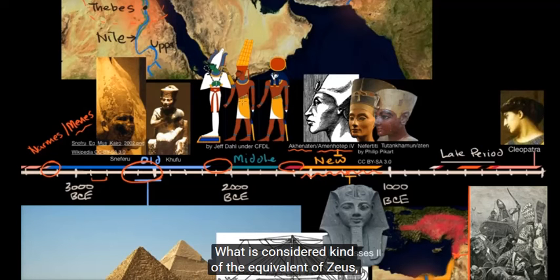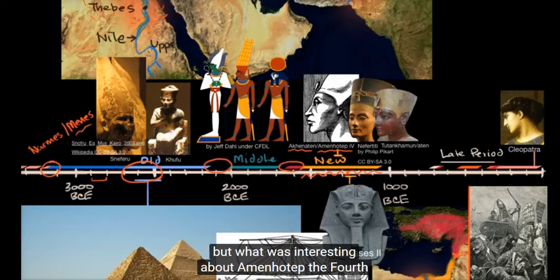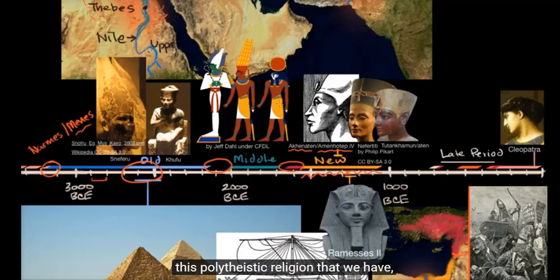What is considered kind of the equivalent of Zeus. You have the god here, Horus, once again, a very significant god at different times in Egypt. But what was interesting about Amenhotep IV, or Akhenaten, whichever name you want to use, is he decided, no. I don't like this pantheon, this polytheistic religion that we have. I want to worship one God.